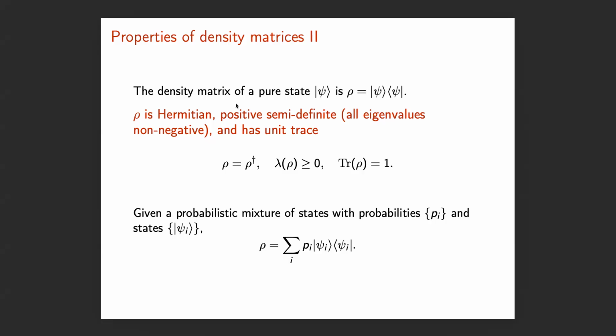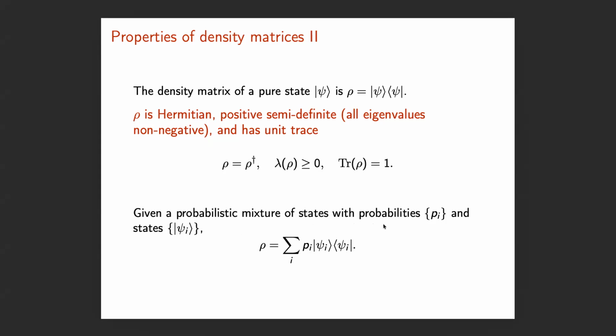And the density matrix is Hermitian and positive semi-definite. All eigenvalues are non-negative. It's actually not so difficult to show that. It's a Hermitian quantity, and the eigenvalues are greater than or equal to 0. The trace is equal to 1. And you saw that from some of the examples we did with the 1-qubit case, that the trace of the density matrix is equal to 1.